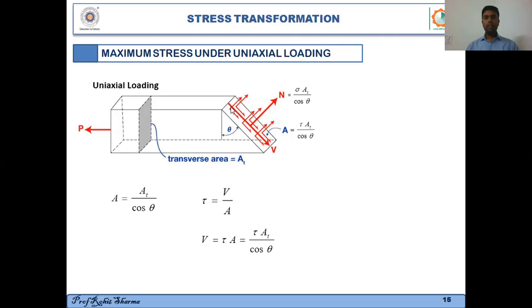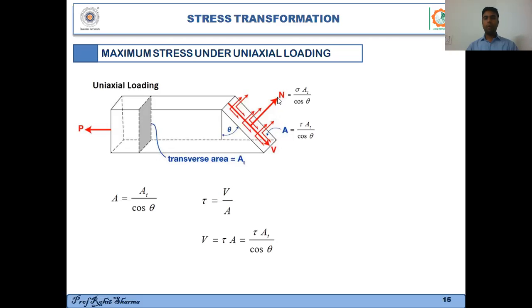And similarly, I can find out the shear force. Shear force can be found out by multiplying the shear stress with the area. In this case, the shear stress is tau, right? So shear force is equal to what? Shear stress into area. It is again equal to tau into A0 upon cosine of theta. So I have found out both the forces, normal force and shear force, and their relationship with this angle theta.